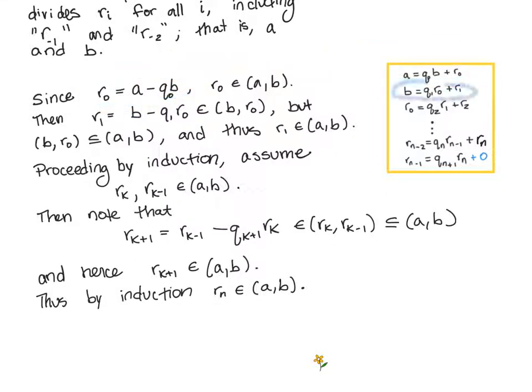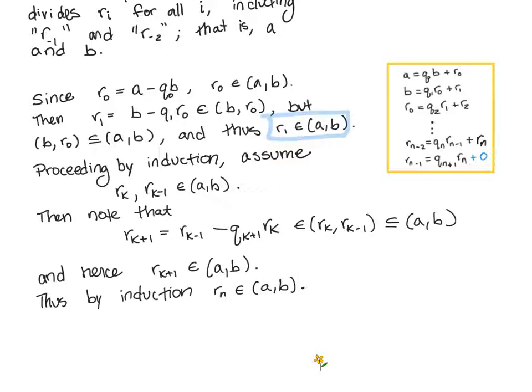Well, it's a linear combination of B and R0, so that's in the ideal generated by B and R0, but R0 is a member of the ideal generated by A and B, and so that ideal is contained in the previously established ideal. Okay, so R1 must be in the ideal generated by A and B, since it's made up out of things that are in the ideal generated by A and B.